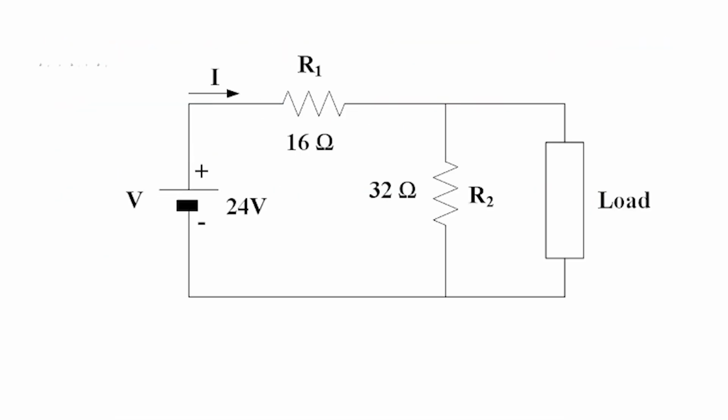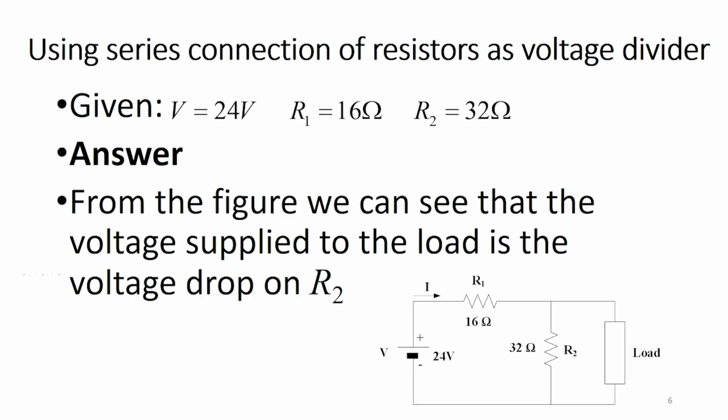Example 1. What will be the voltage value that is supplied to the load in next figure? Given V equals 24 volts, R1 equals 16 ohms, and R2 equals 32 ohms. From the figure, we can see that the voltage supplied to the load is the voltage drop on R2.